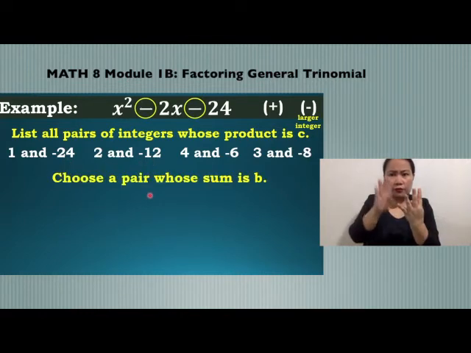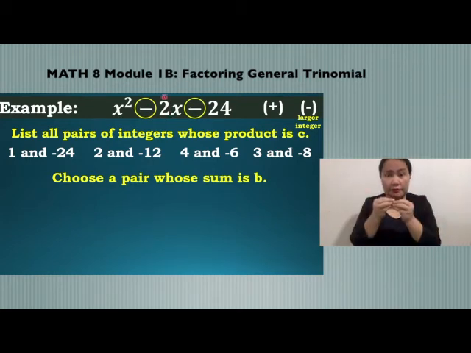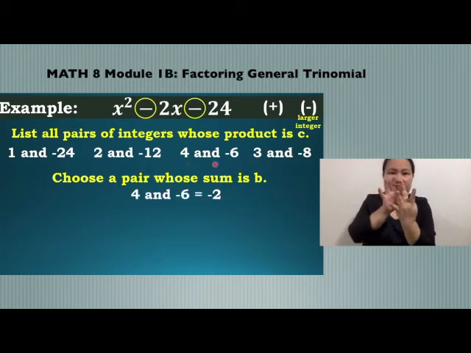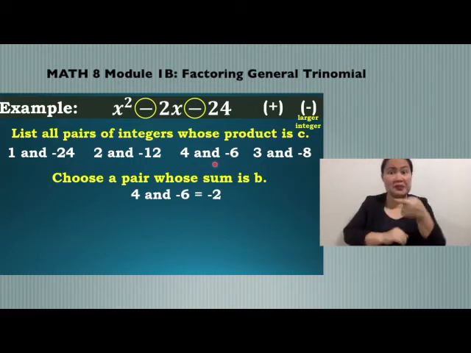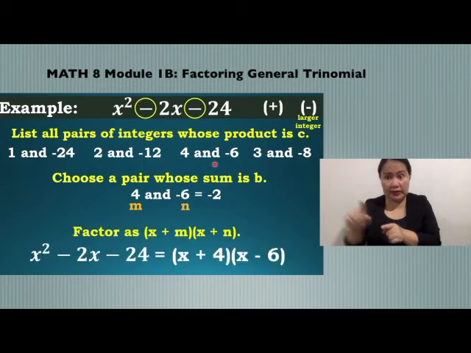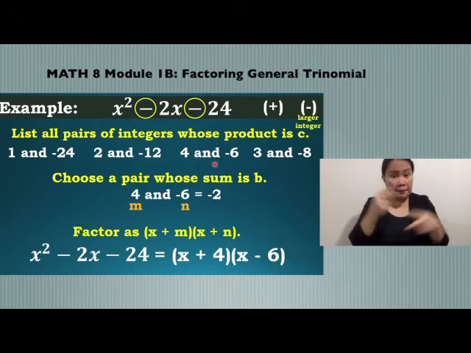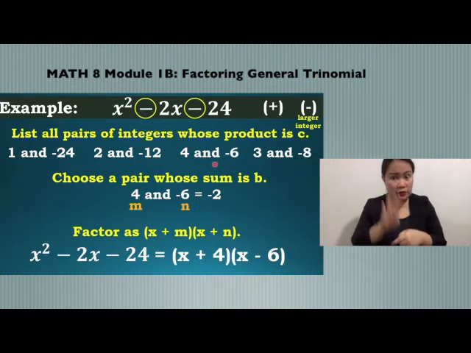Alright? So, next, we will choose a pair whose sum is B. So, dapat, pag inadd natin, ang sum niya ay negative 2. So, alin kaya dito? This one. So, we have 4 and negative 6, and that is equal to negative 2. So, therefore, our factored form of x squared minus 2x minus 24 is equal to the product of x plus 4 and x minus 6.